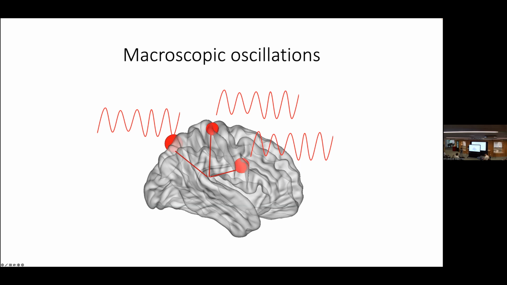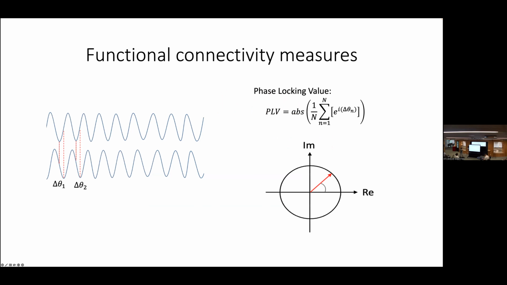So when you record MEG activity, you also see a correlation between the sources. And we call this functional connectivity. Also because, of course, it doesn't have to be necessarily a structural connectivity between them. It can be, but they can also be connected indirectly. We measure functional connectivity using the phase locking value. There are multiple ways of measuring it, but we use the phase locking value.